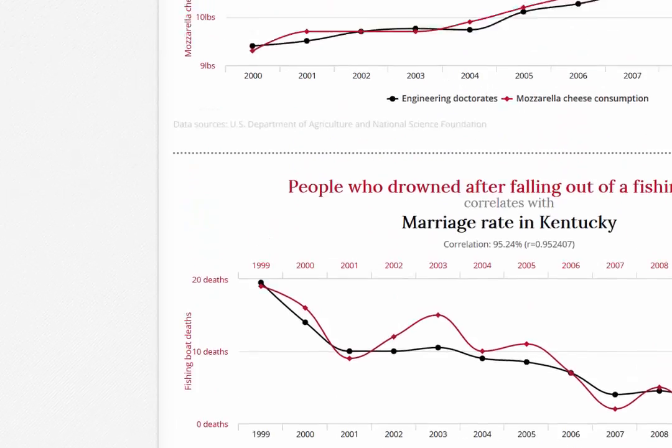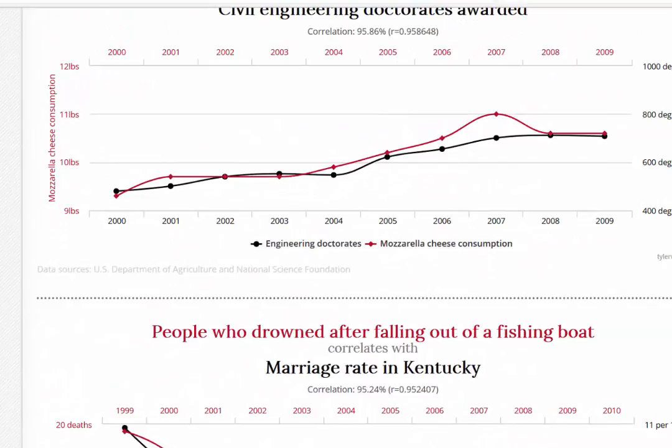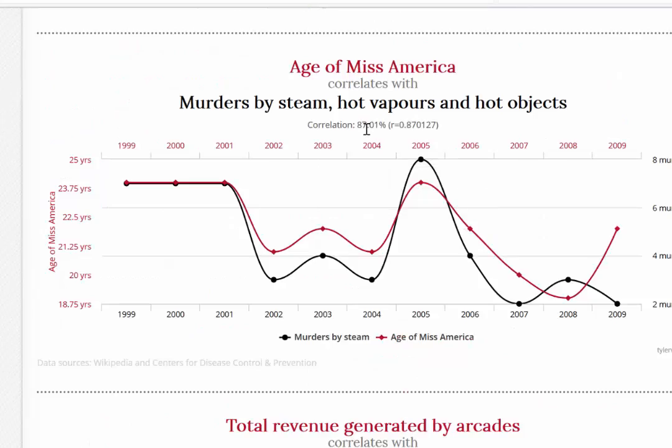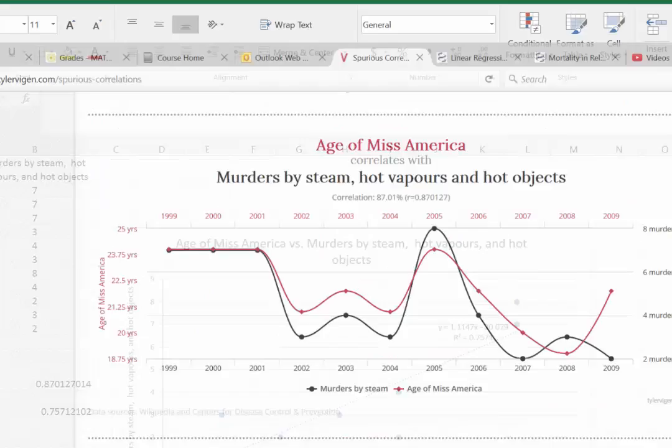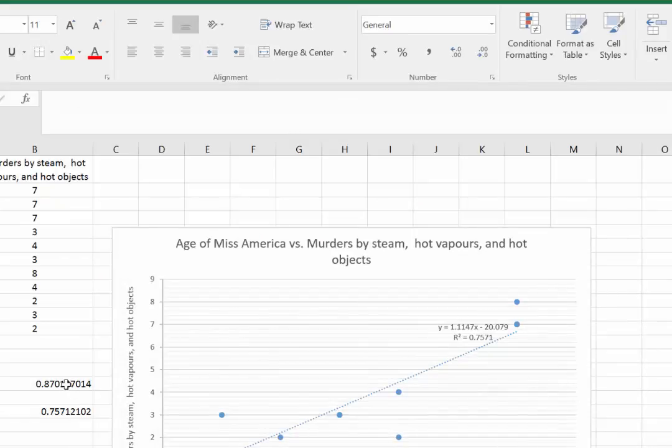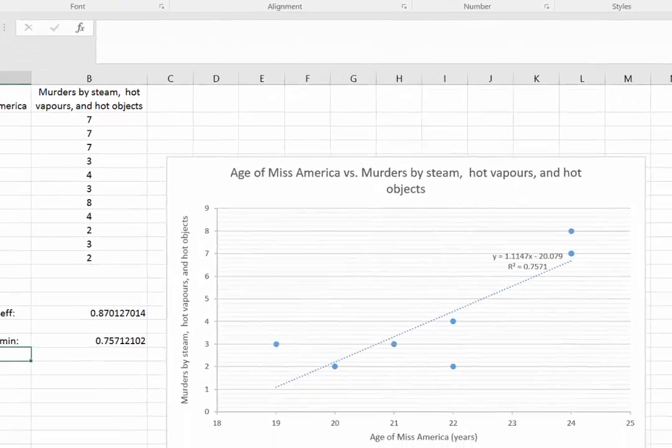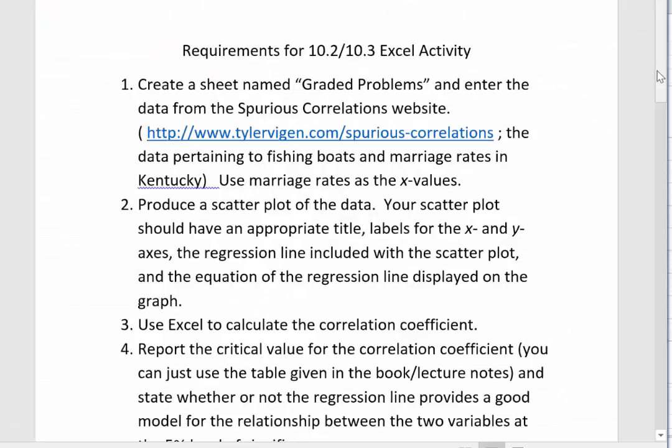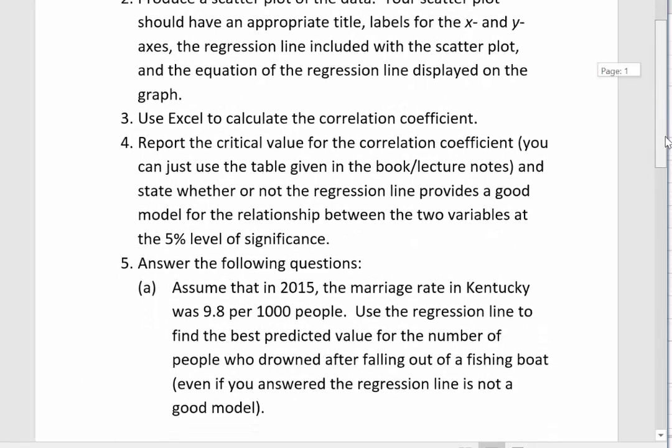And let's see what they said it was on the website. Oof. So you can see if it matches what it says on the website. For me, they said it was 87.01. And yep, that's what I got. 87.01. Okay, report the critical value of the correlation coefficient.